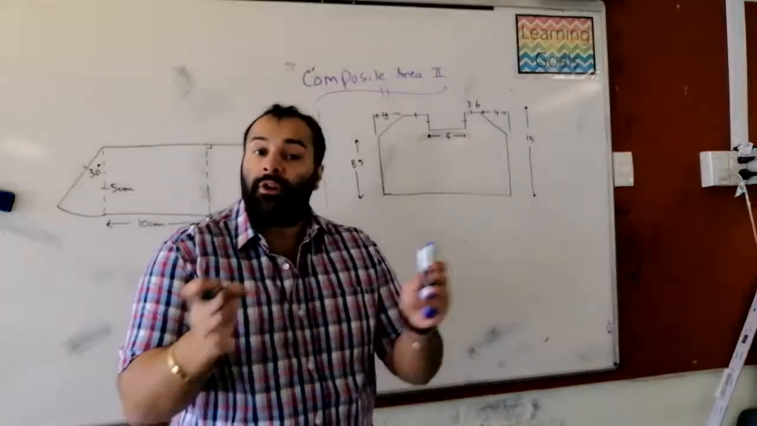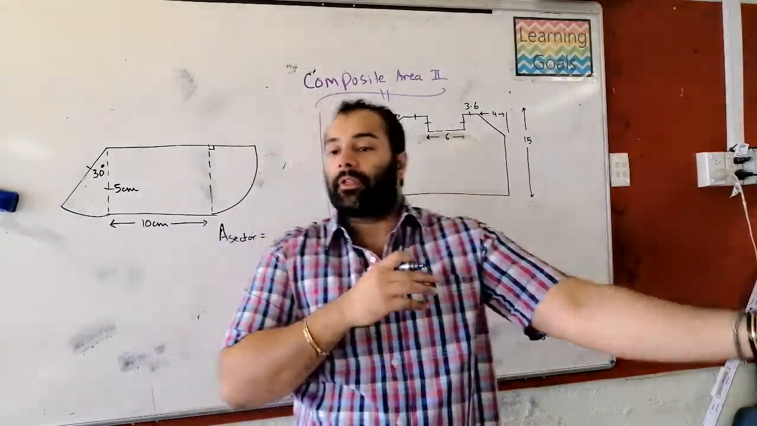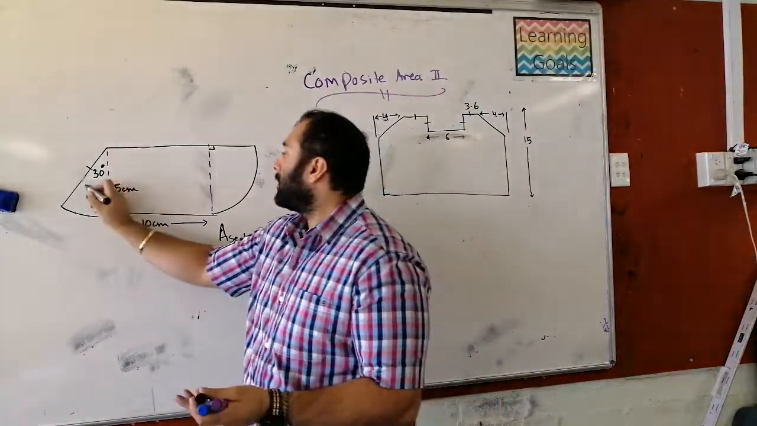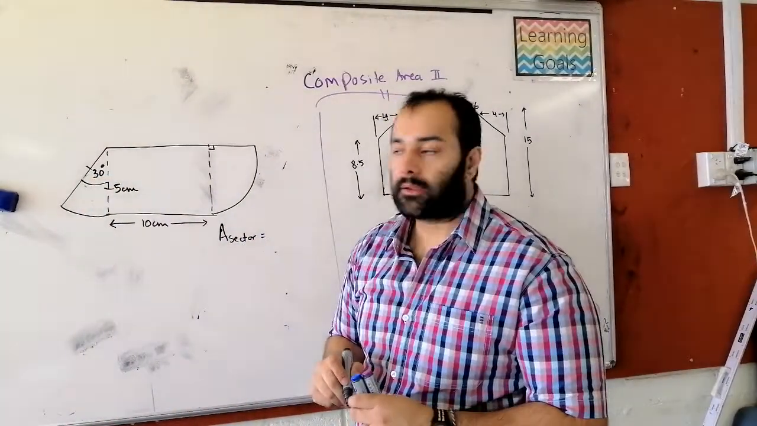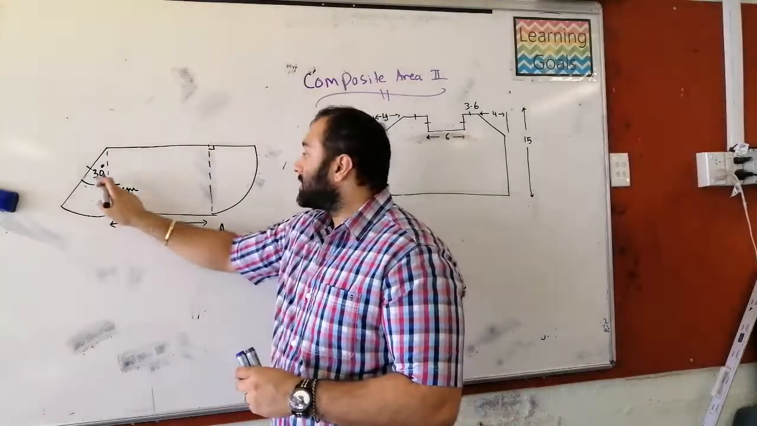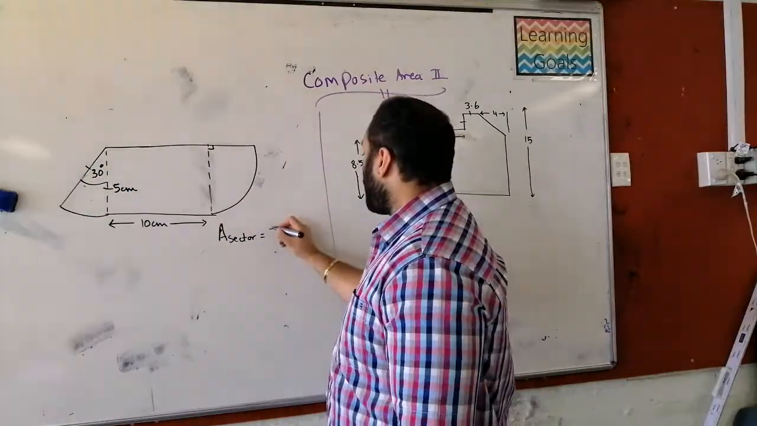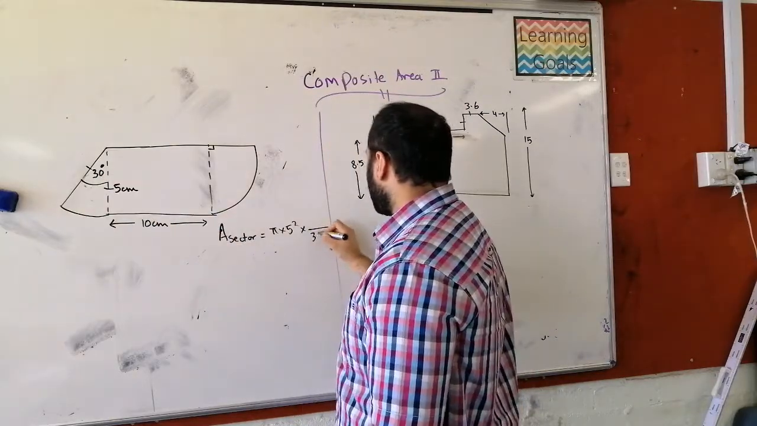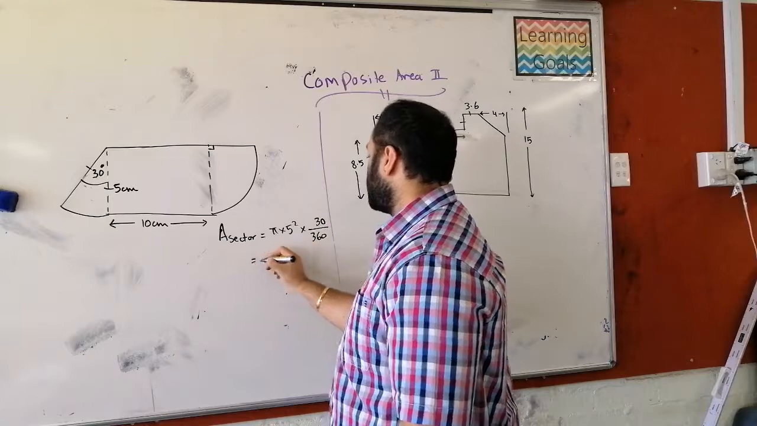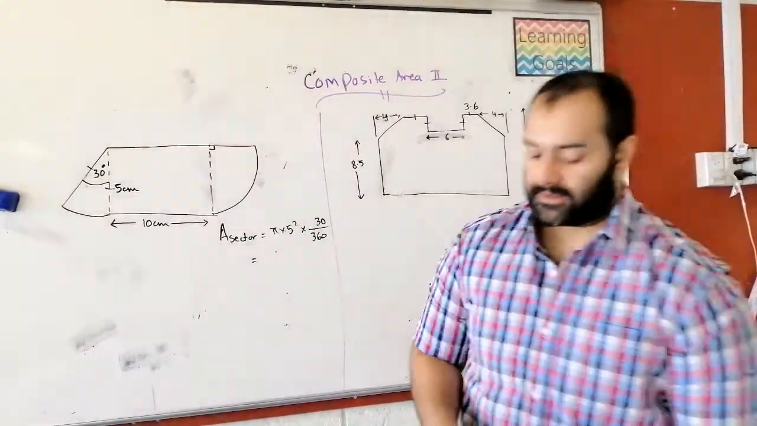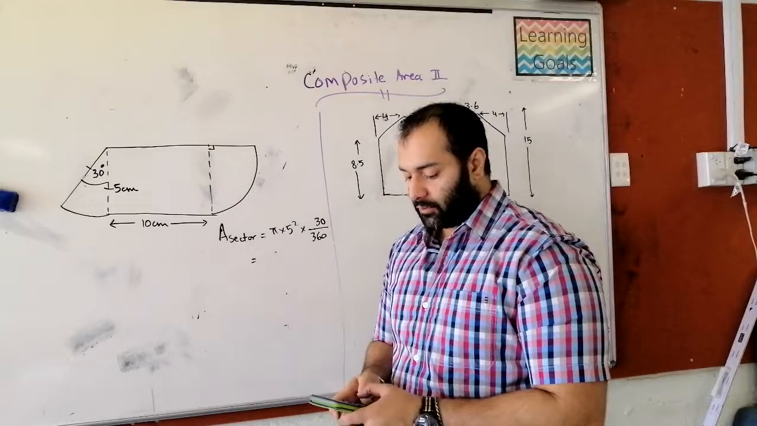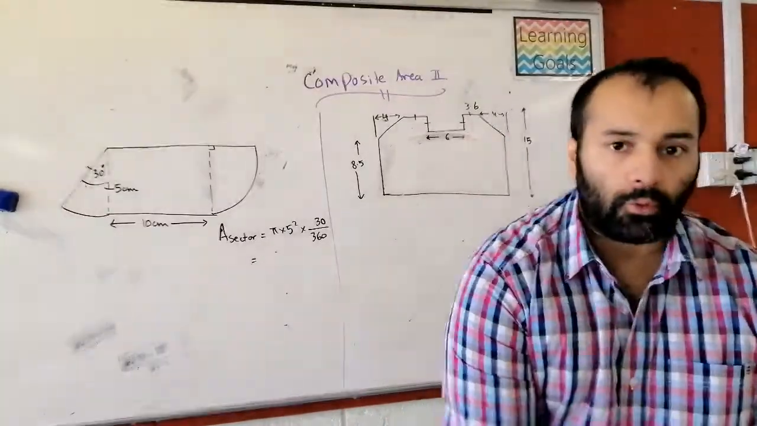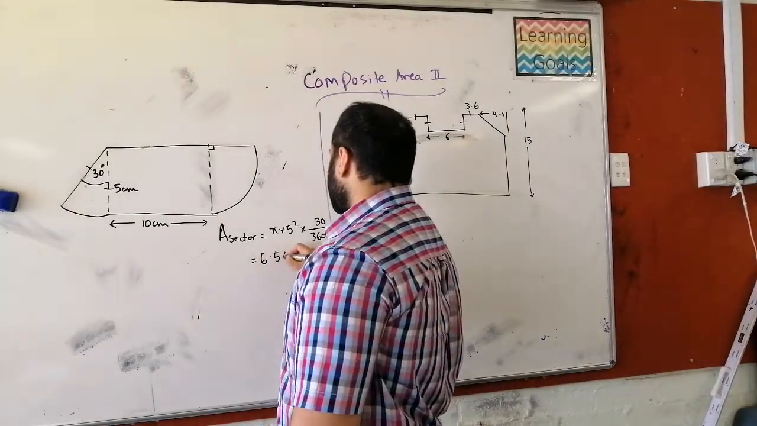Now, remember, a recap from the previous lesson, the sector is part of a circle. So out of 360, we have 30 degrees. The radius is 5. So pi times 5 squared times 30 out of 360. We're going to find that answer to two decimal places. Pi times 5 squared times 30 over 360 gives 6.54 centimeters squared.